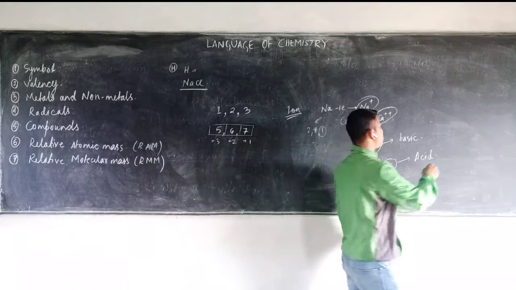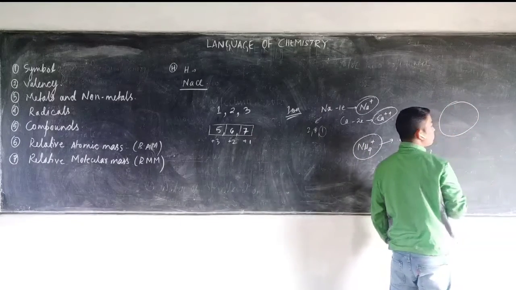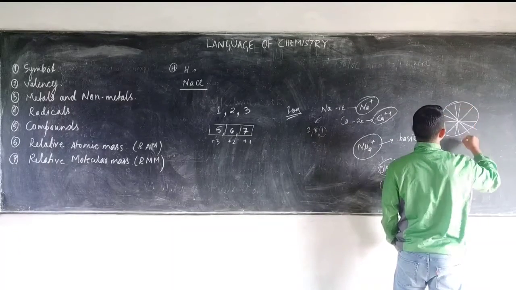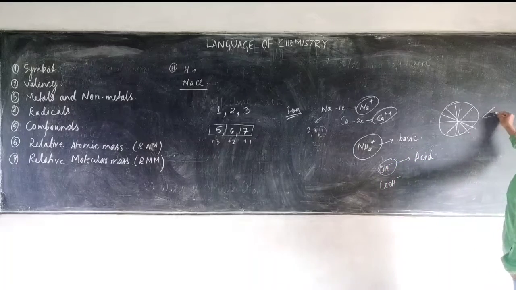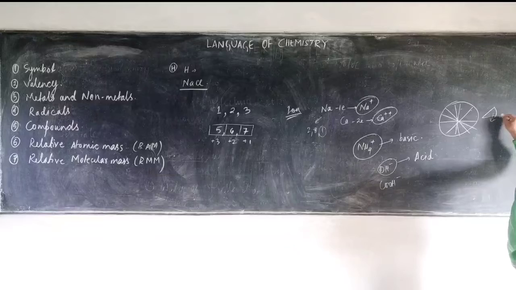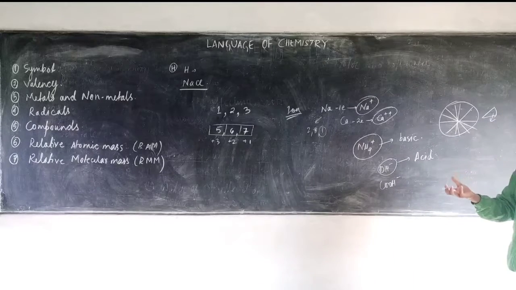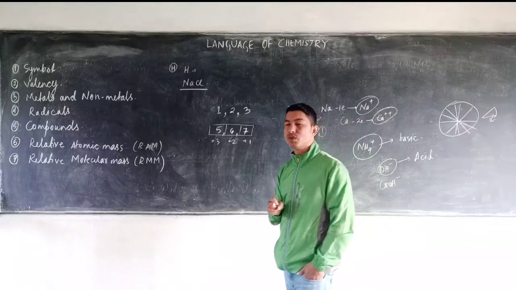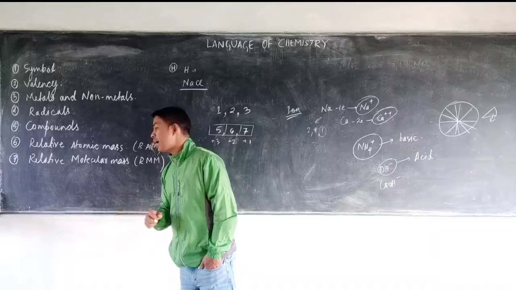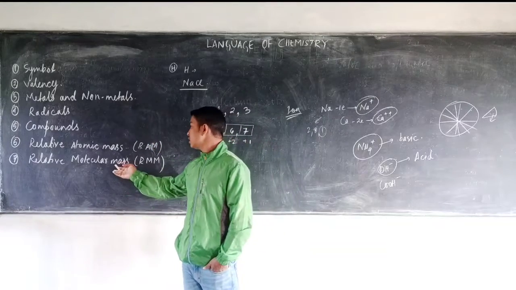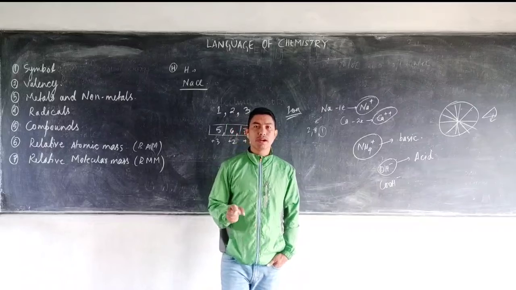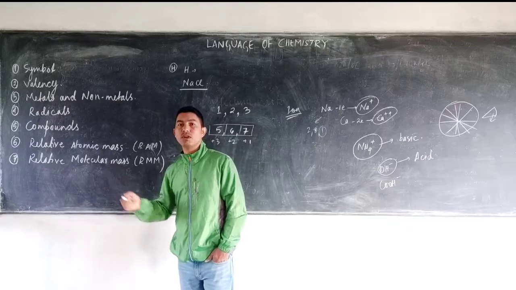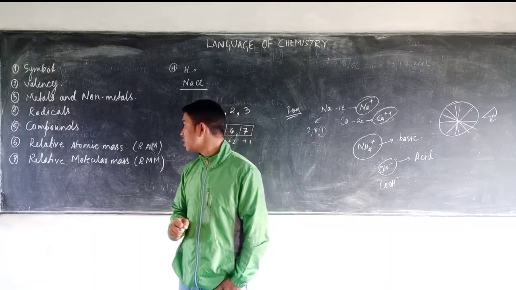So what does it mean? It means that if you take an atom of carbon 12, and then divide it into 12 parts, and take one part, and you compare the mass of an atom of a given element with the mass of this 1/12th part of the carbon 12 isotope, that is known as the relative atomic mass. Similarly, if you compare the mass of the given molecule with the 1/12th part of the carbon 12 isotope, then it is known as the relative molecular mass.